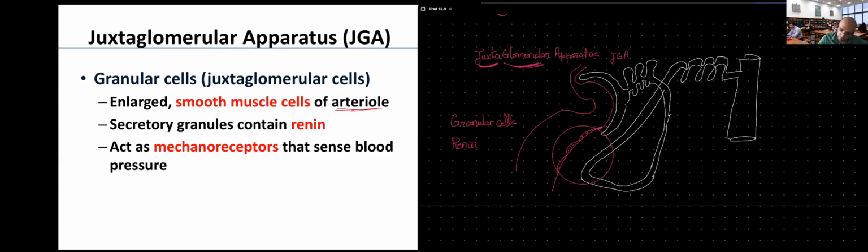Granular cells are going to be responsible for detecting changes in the blood pressure according to the degree of stretch applied to the wall of the afferent arteriole. According to the degree of stretch, those cells will either be excited and start to release renin, or they won't.